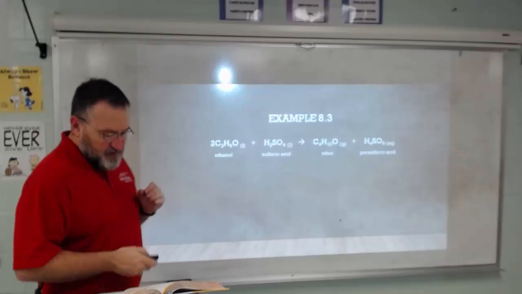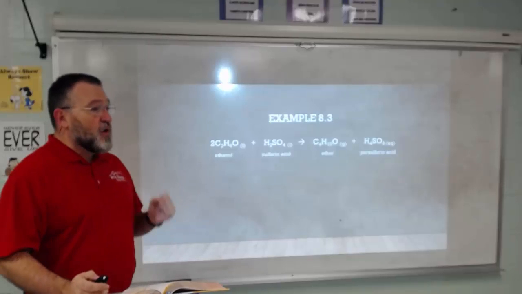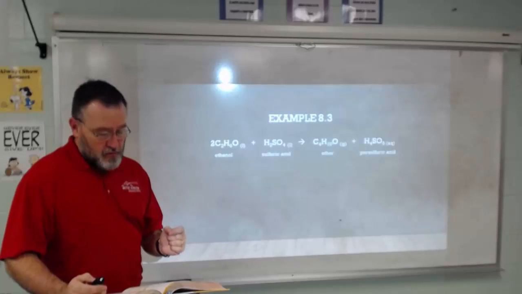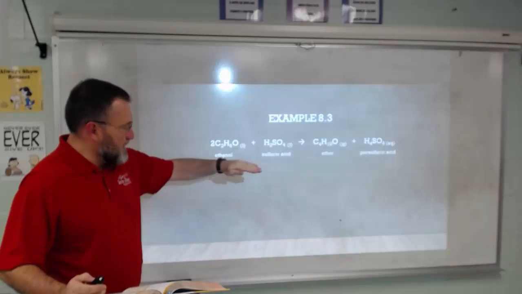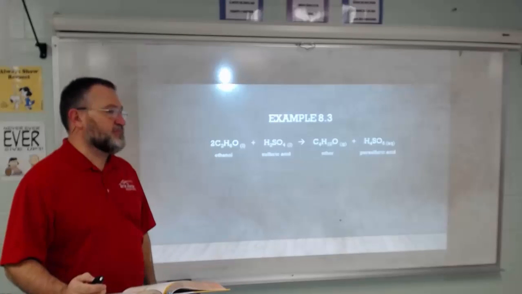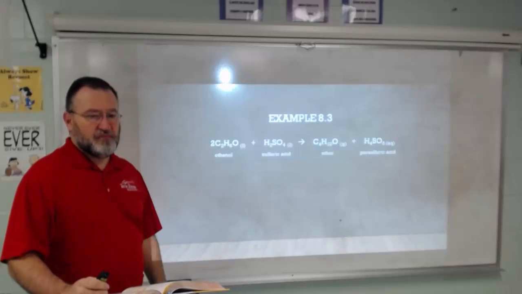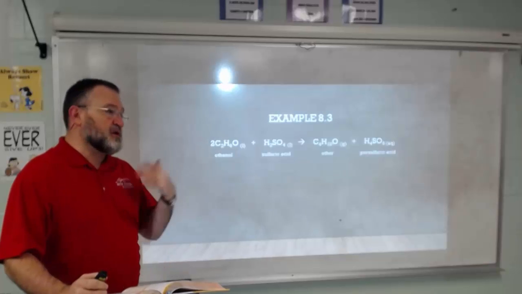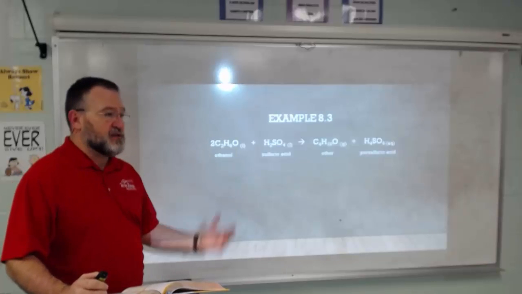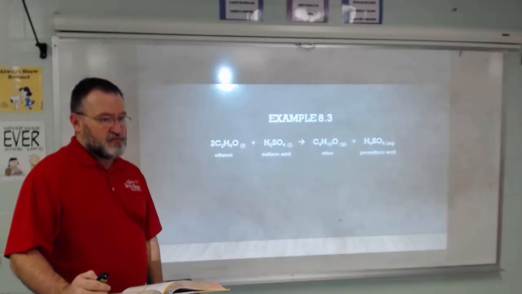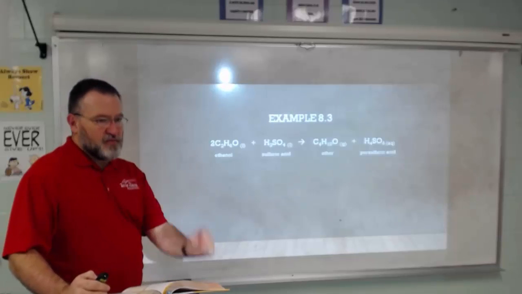It says, if the chemist needs 134.9 moles of ether, what's the minimum number of moles of both ethanol and sulfuric acid that he needs? So how am I going to start to solve this problem? We've been given a balanced chemical equation. According to the process that I've shown you, what are we going to write down next? Let's write down what we know first. What have we been given in the problem?